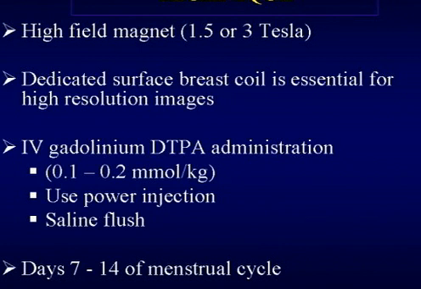The standard technique that you need to perform in your practice is to use a high field magnet, either a 1.5 or 3 Tesla. You also need to have a dedicated breast coil. Gadolinium must be administered. We use a standard dose of 20 milliliters given by a power injection, then followed with a saline flush. The ideal time to image the patient is in the second week of the menstrual cycle. That is defined as days 7 through 14. At this time, there is the least amount of enhancement in normal fibrocystic tissue.